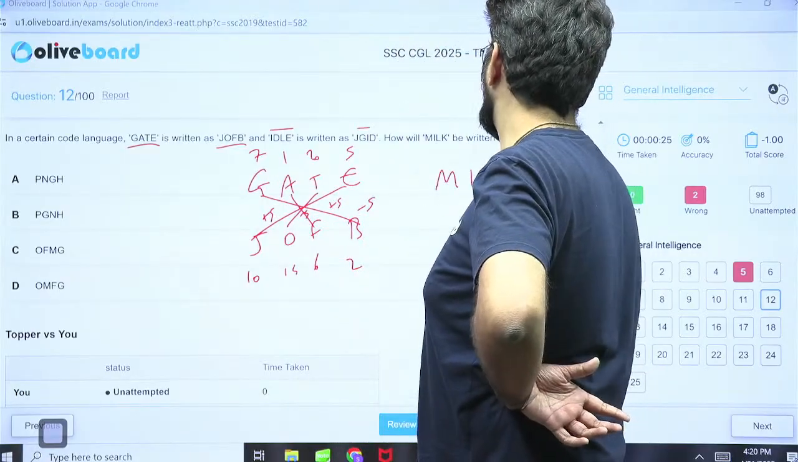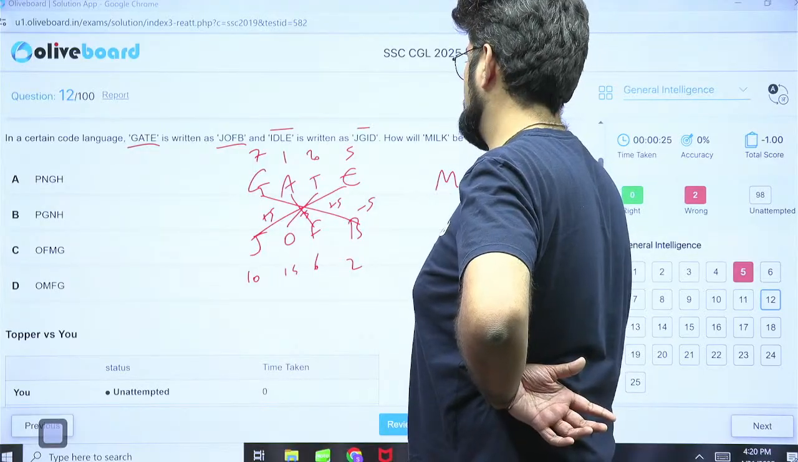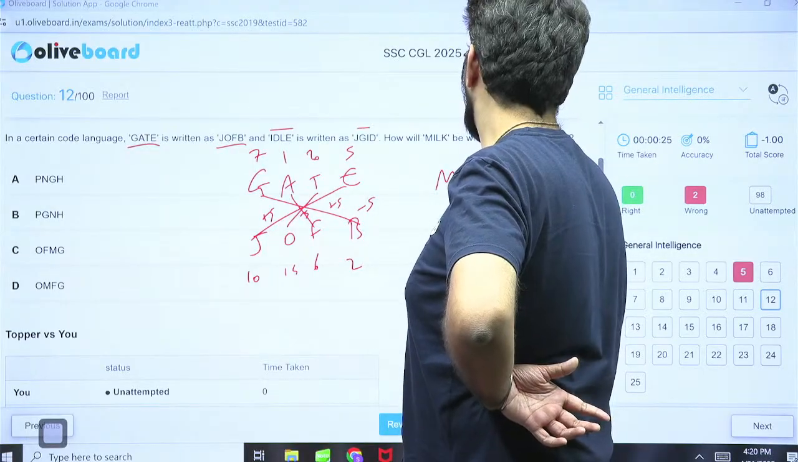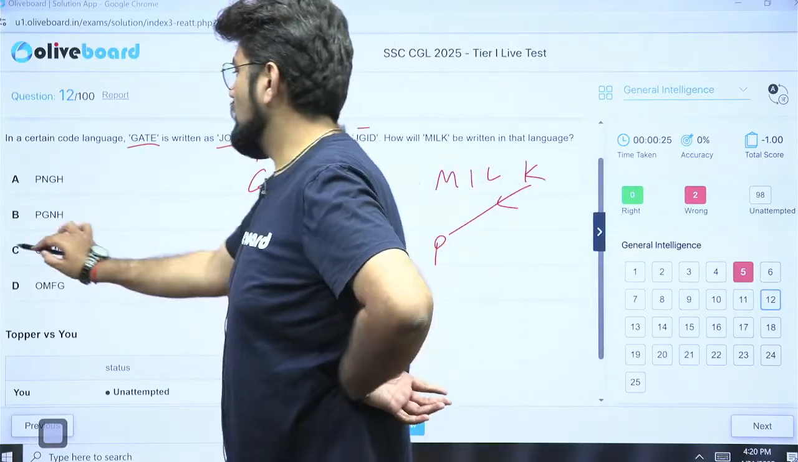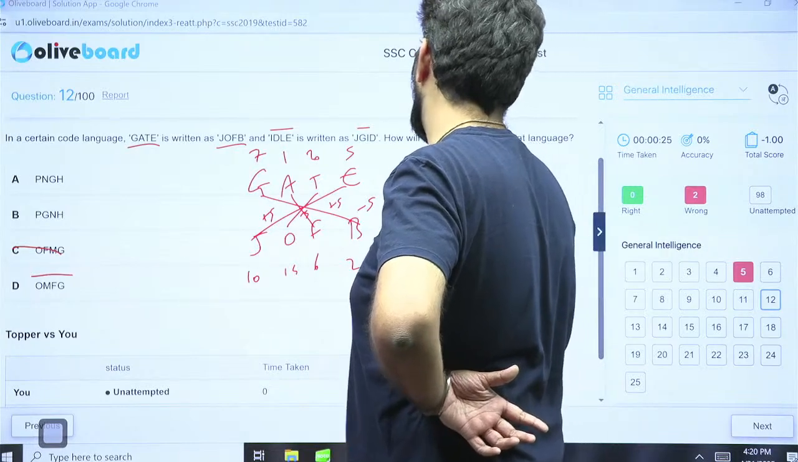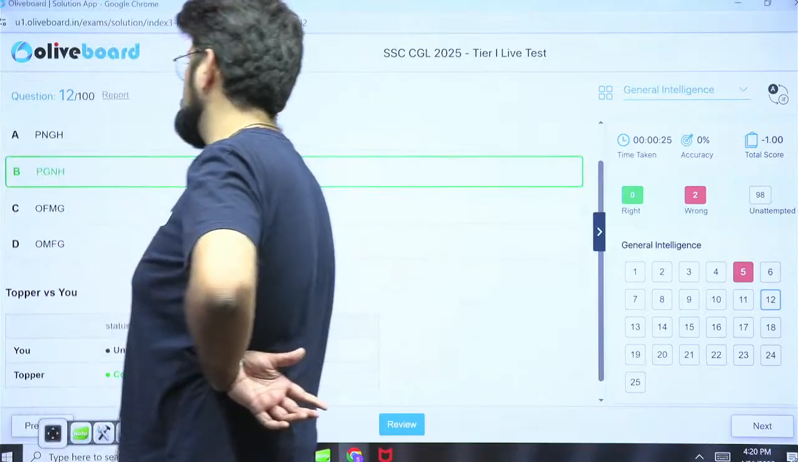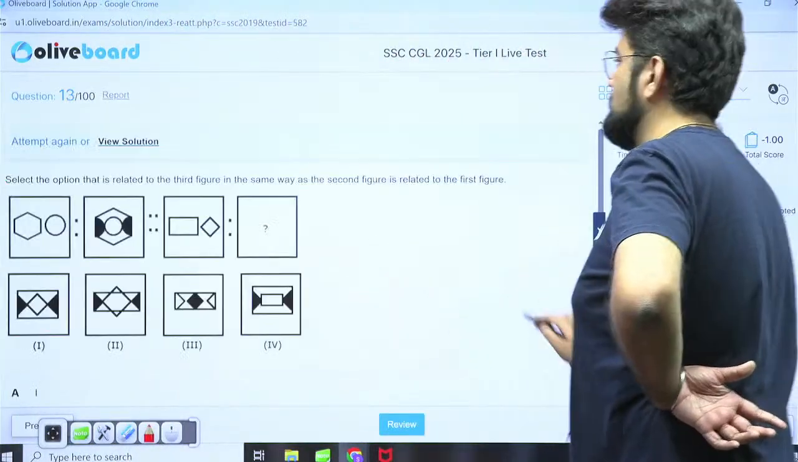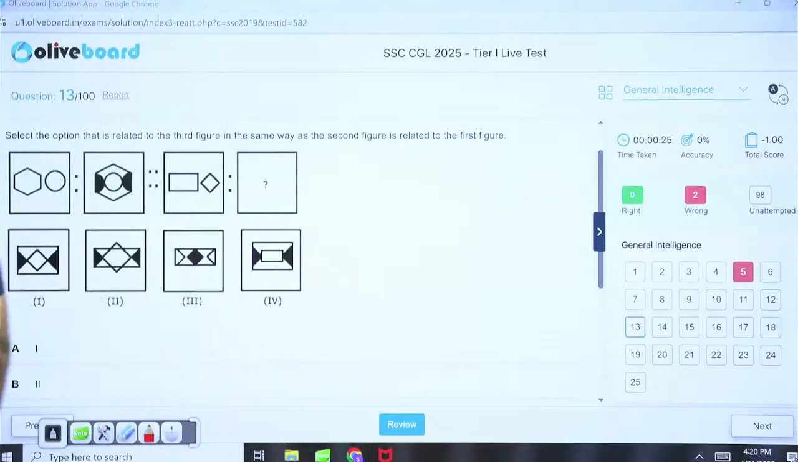So now for milk, we'll start here, minus 5 plus 5, minus 5 plus 5, right? So we'll increase 11 and 5 is 16. So we'll start with P. Now which is starting with P? We have two options. The next one will give us our answer. So L minus 5. 12 minus 5 is 7. So that is G. P, G, option B is the correct answer. Next, question number 13. Figure analogy. Correct. Figure analogy.